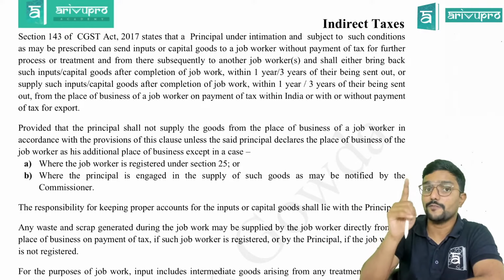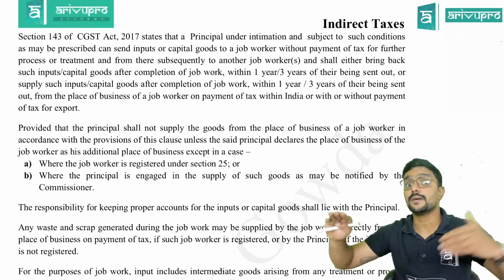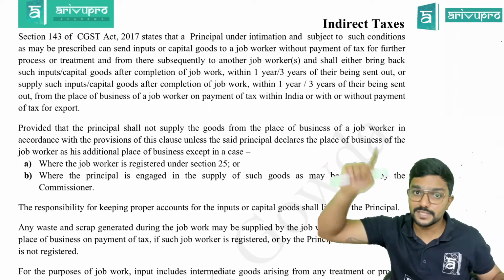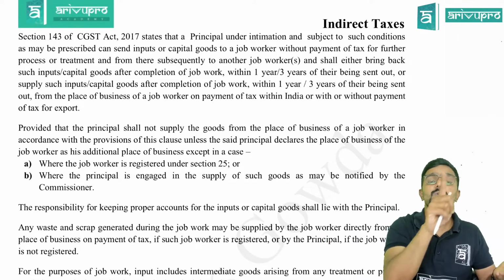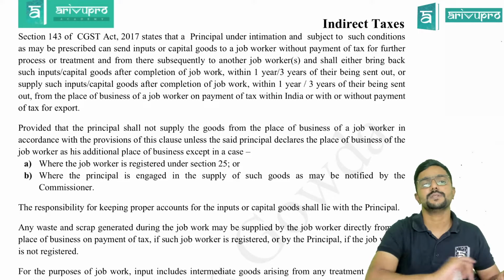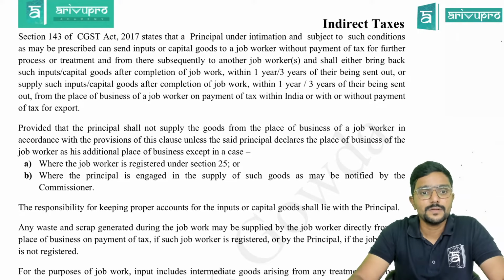And it will be a supply of whom? Principal. It might be supplied through the job worker's place, but still it is a supply. It is an outward supply for whom? Principal. Who is liable to pay tax on it? Principal. Okay. On payment of tax within India, or with or without payment of tax for export.